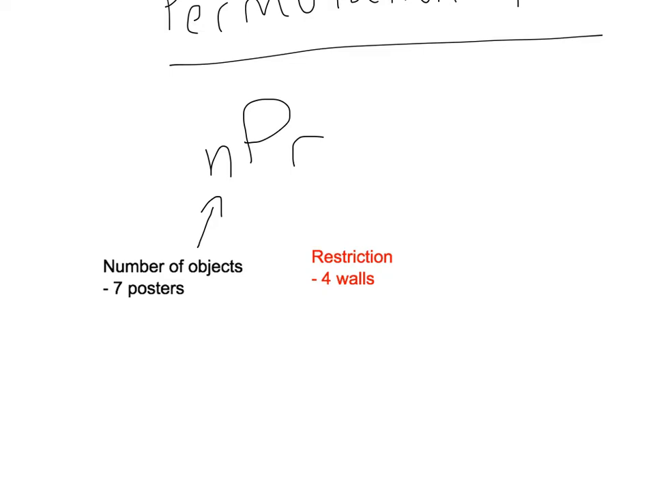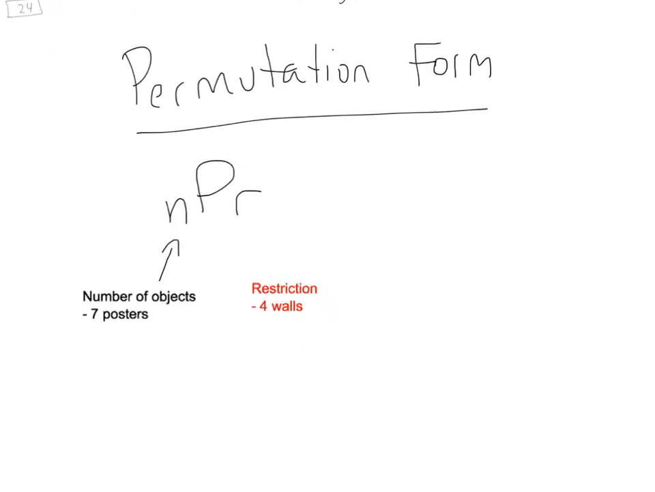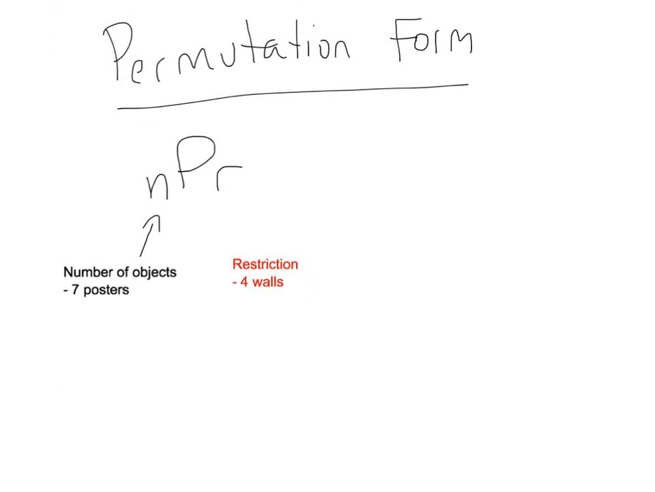All right, so now let's talk about permutation form. Permutation form looks like this: nPr, where n and r are going to become numbers. P will stay the same, it means permutation. N is the number of objects. So in our last example, we had 7 posters to choose from. R is the restriction. What were we restricted to? Well, we only had 4 walls. So that was our restriction.